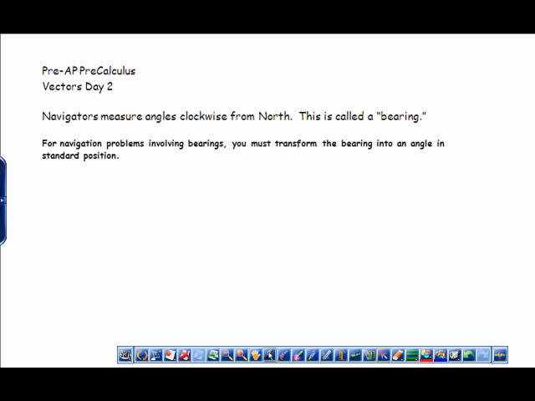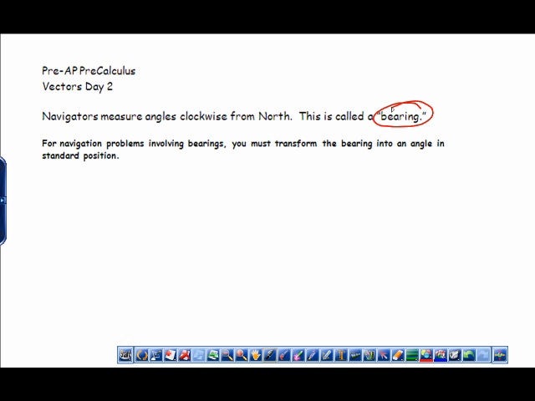Okay, so vectors day 2. You pretty much have all the knowledge you need to solve these vectors problems, but we're going to talk about one more aspect and one more type of problem we can solve using vectors, and these have to do with navigation type problems. So navigators measure angles clockwise from the north, and this is called a bearing.